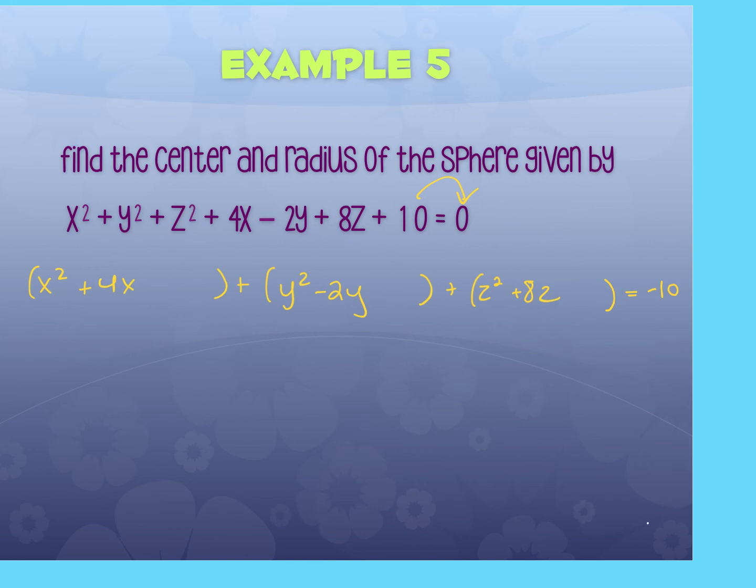Then I want to complete the square for each one. So for the x, I take the 4. 4 divided by 2 is 2. Square it, it's 4. I add it here, and I add it here. Then I go to the y. 2 divided by 2 is 1. 1 squared is 1. So I add the 1 here, I add the 1 on the other side. And the last one, z, take the 8, divide it by 2. It's 4. 4 squared is 16. I add the 16 here and here.